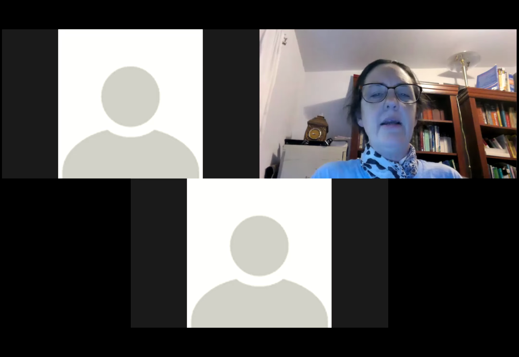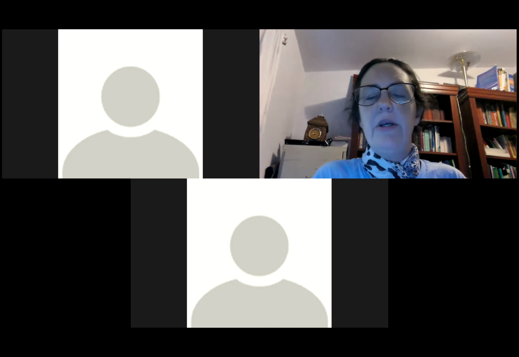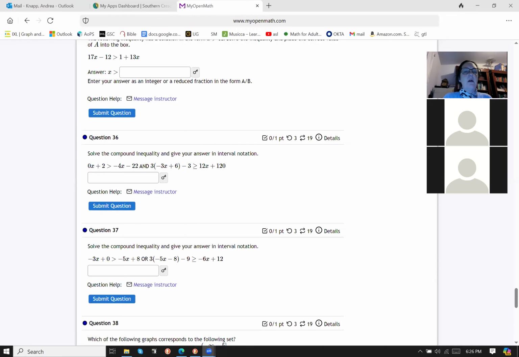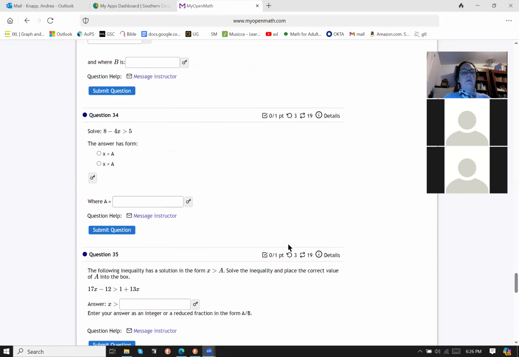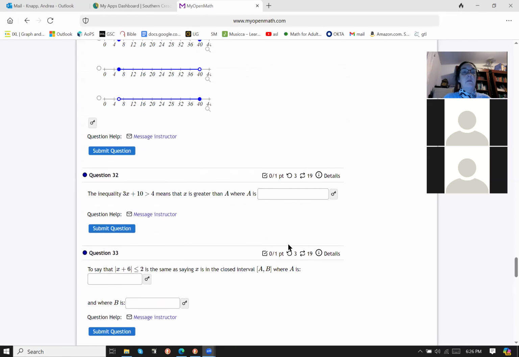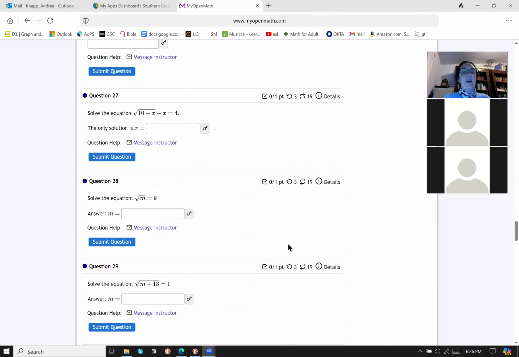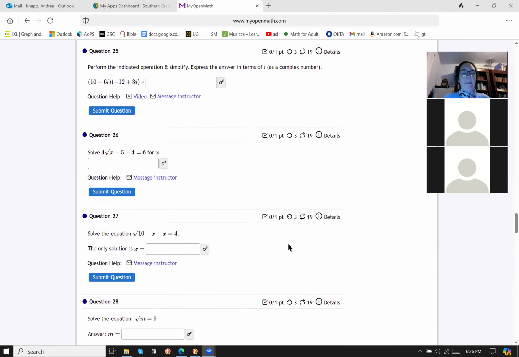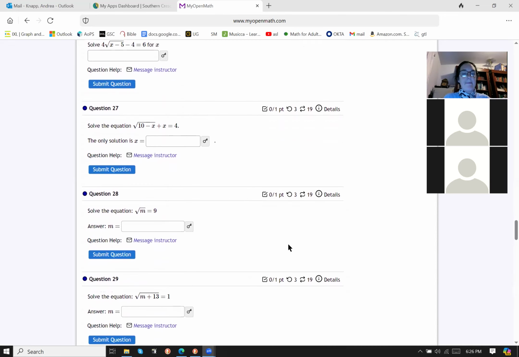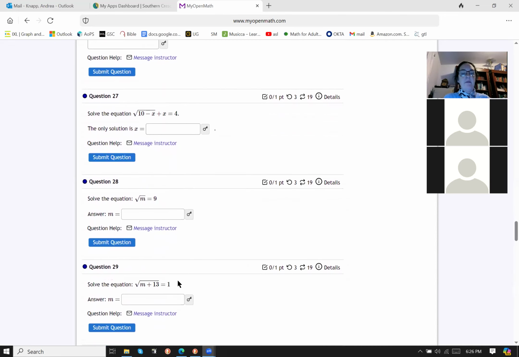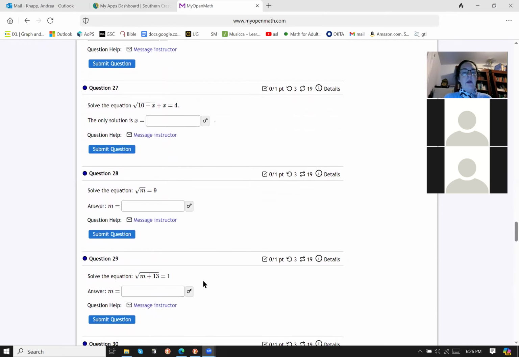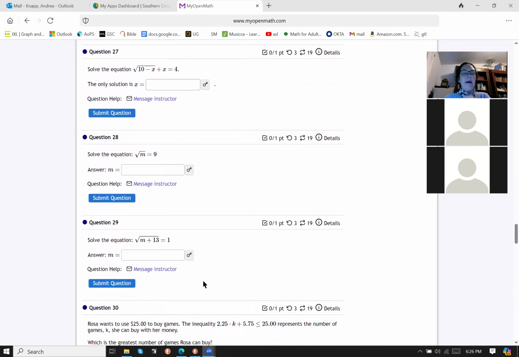The next problem that we are going to be looking at is in Unit 2. We're looking at the problem that has an m squared in it. I'm trying to find it. That one, 29. Okay, well, we'll do number 29.